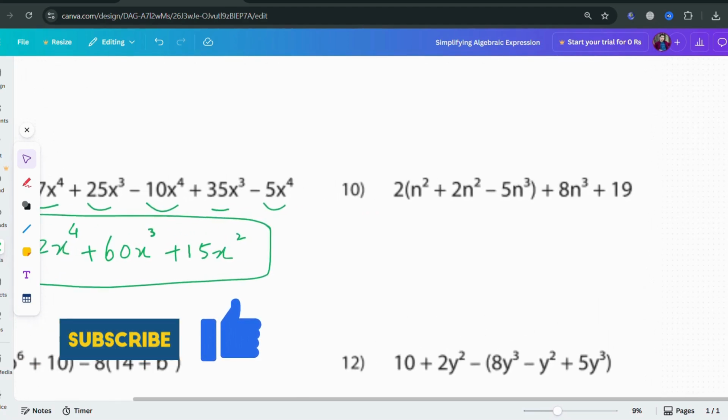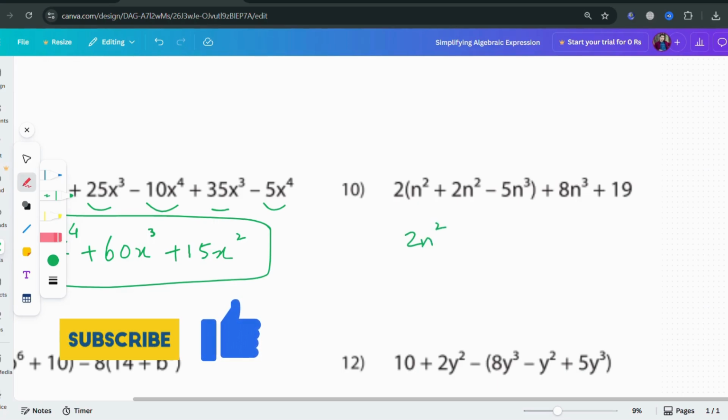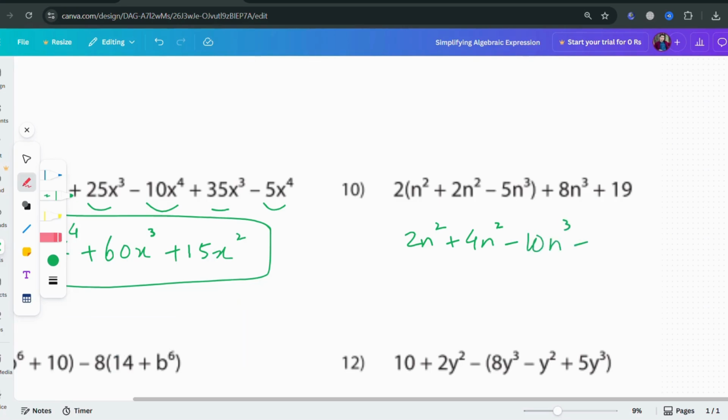Then I have question number 10 over here. So I'm going to distribute 2n to the power of 2 plus 4n to the power of 2. And you can do one more thing, you can just simplify whatever is inside the parentheses as well, but I will just do it in the ending. 2 times 5, that is 10, n to the power of 3 plus 8 n to the power of 3 plus 19. This is what I've got.